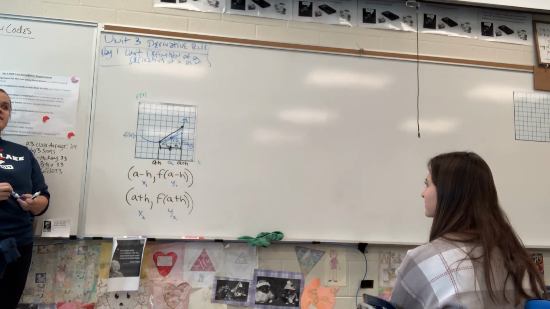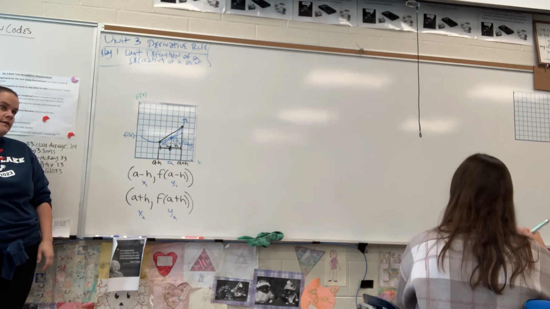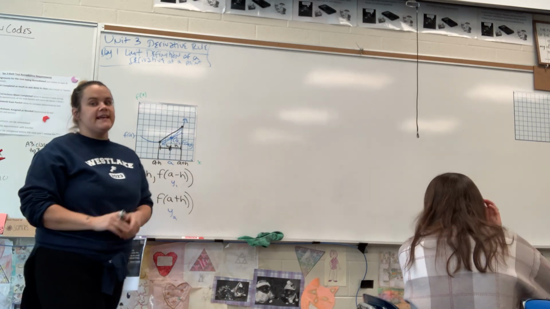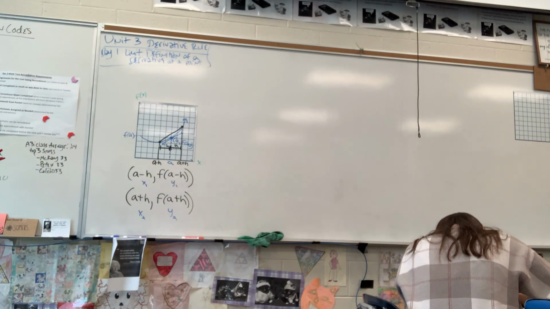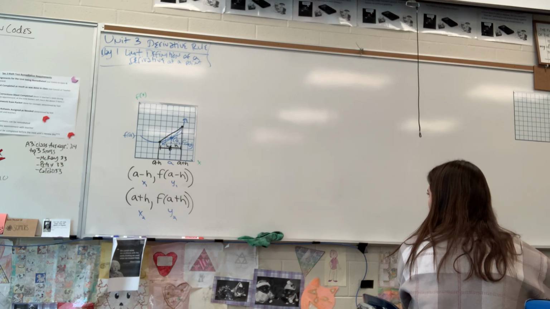Wait. Find the slope. We're going to try that with your neighbors. Find the slope of the secant line. Be careful, we have no idea what type of function f is, so be careful with how much you try and simplify. Okay, so take a second and try to find the slope between those two points.